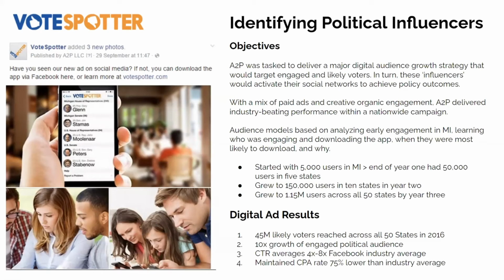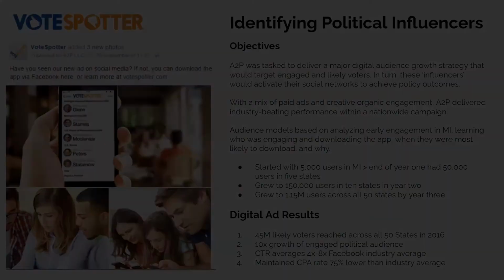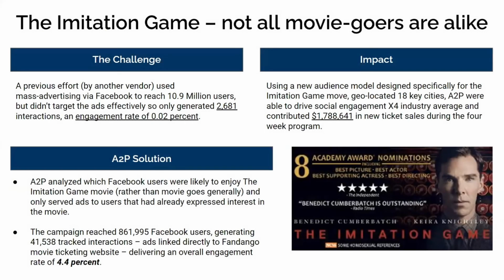So the other piece of this you saw from the previous slide, driving real world action is what we're trying to achieve for most of our clients, right? Whether it's a political client, people don't vote on Facebook. If it's a movie client like The Imitation Game, they don't watch the movie on Facebook. They get interested in the movie, they pay attention to the content, and then they go and take another action in the real world.